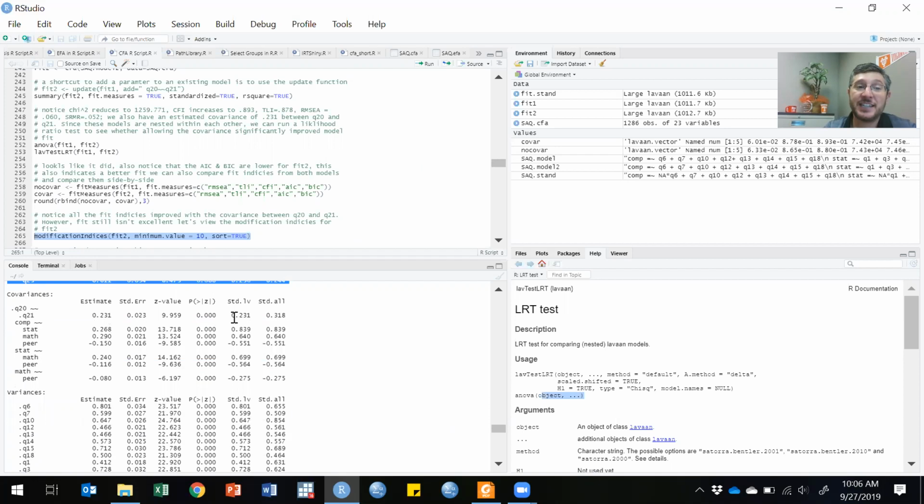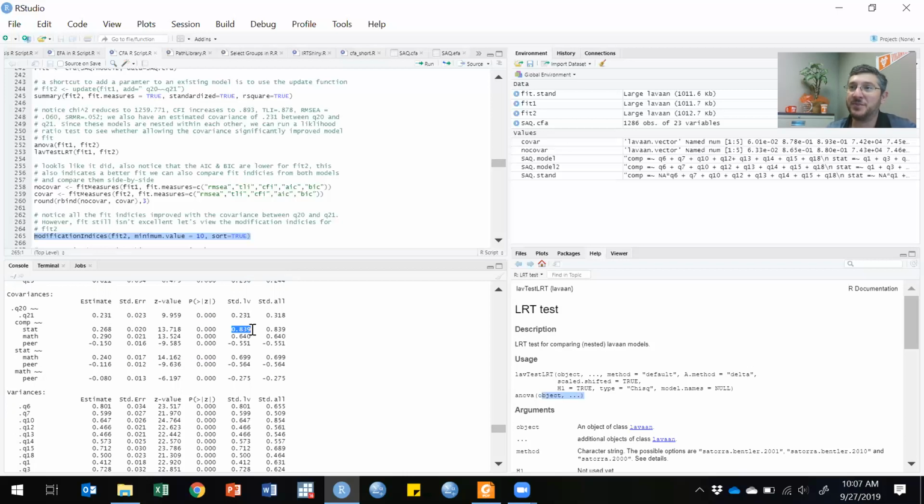Another thing that sticks out to me, look here, we can get the correlation between question 20 and 21. See, it was 0.231. Another thing that really sticks out to me is the correlation between computer fear and statistics fear is 0.839. It's saying that those latent constructs are highly correlated.